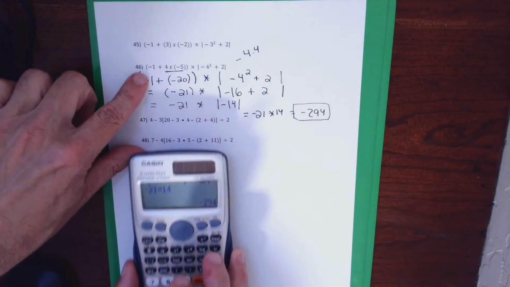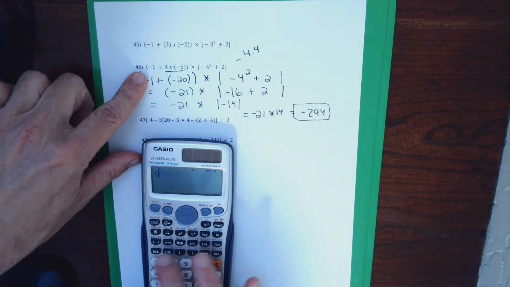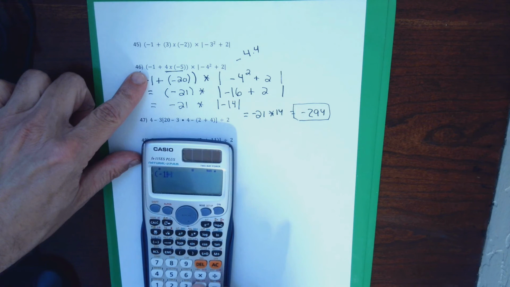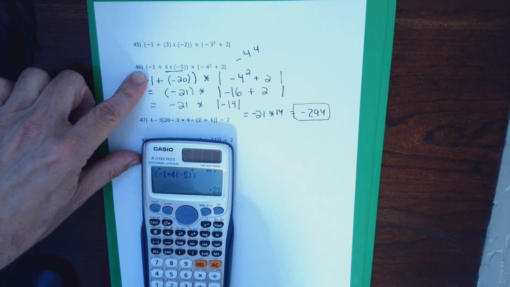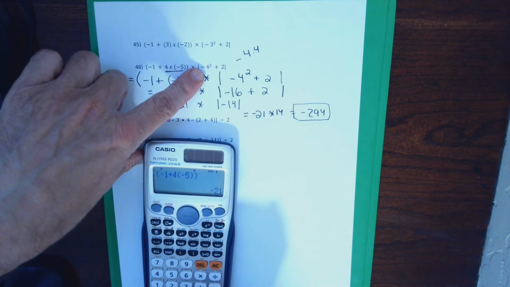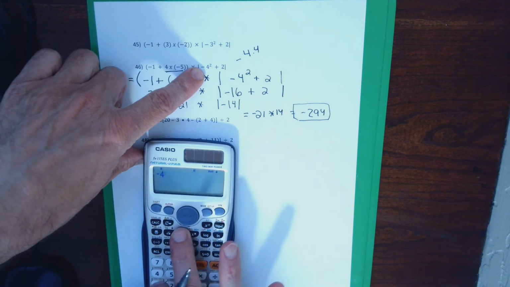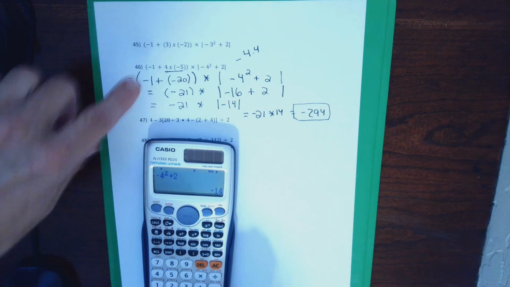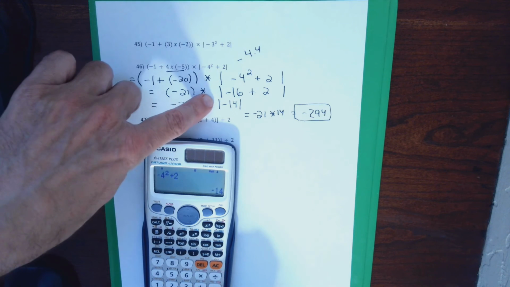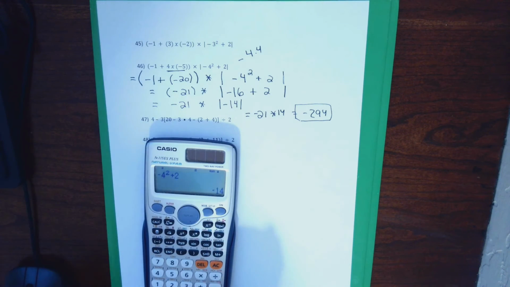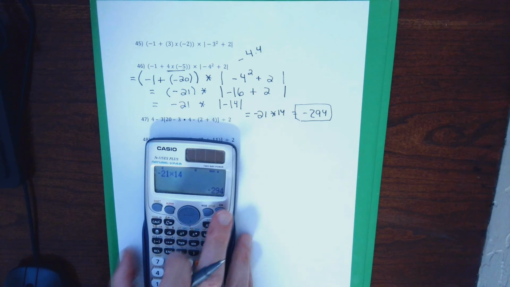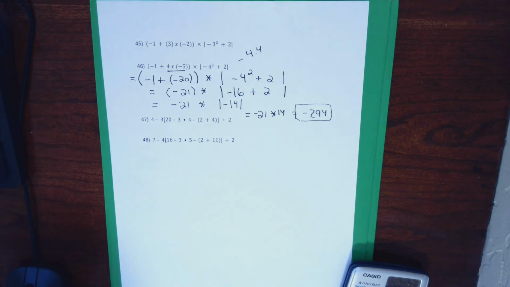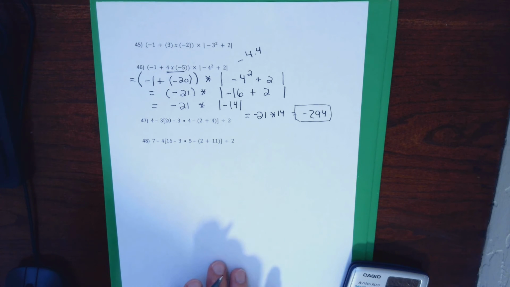Let me do the first parentheses. First parentheses is -1 plus 4 times -5. First parentheses comes out to -21. Absolute value is -4 squared plus 2, which is -14. So that comes out to -21, that comes out to -14. Absolute value is +14, and then -21 times 14, -294. What a horrible answer. It is what it is.